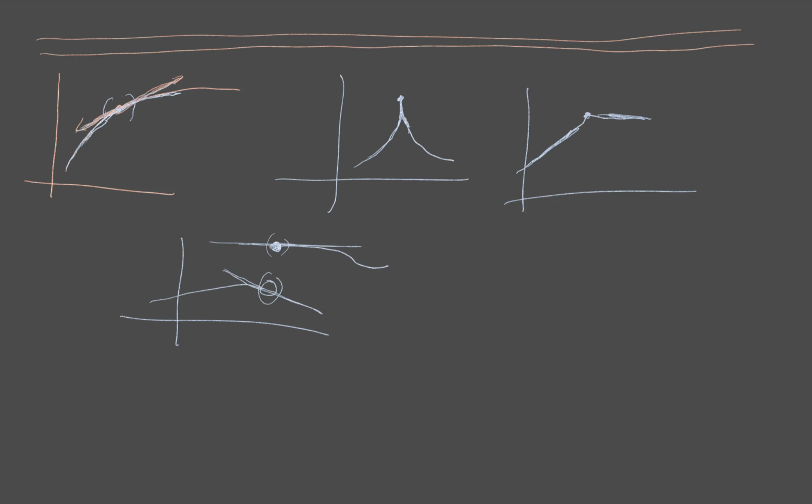Same with this, right? I've got a tangent line coming in from the left looking like that, a tangent line coming in from the right looking like that, but no bidirectional tangent line.